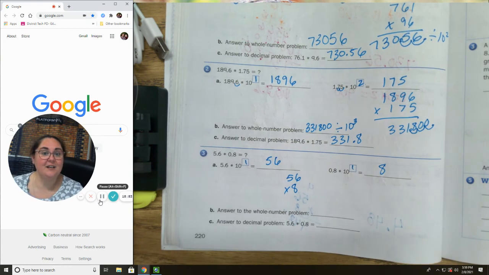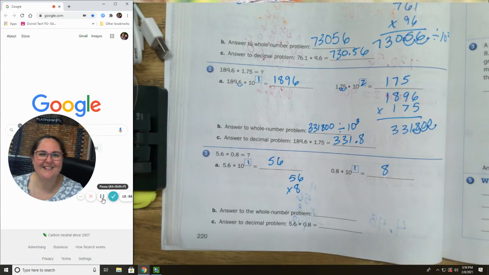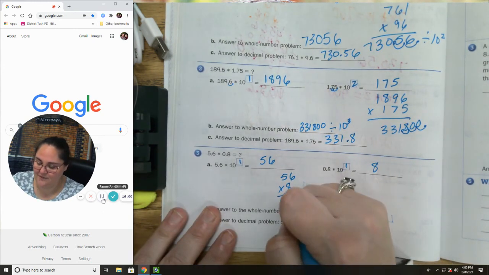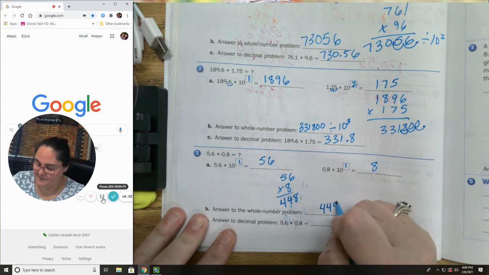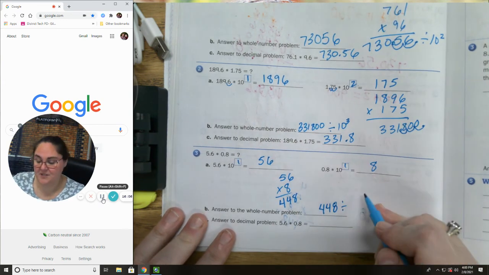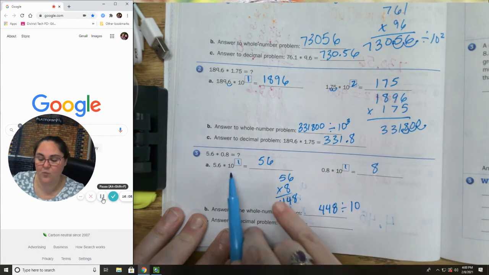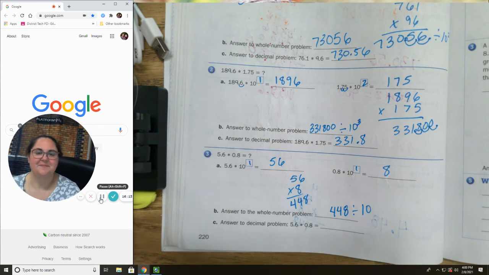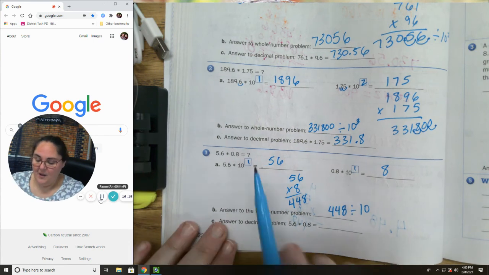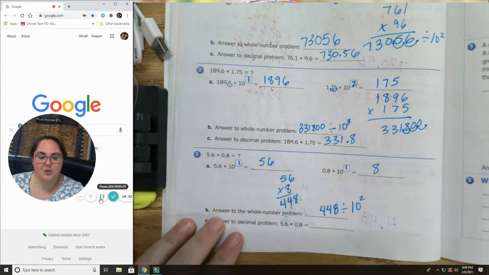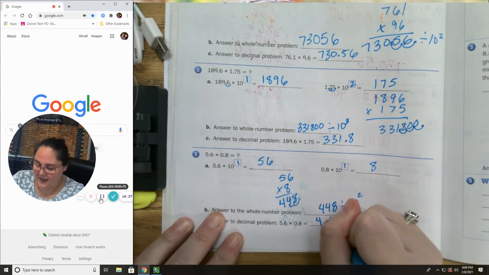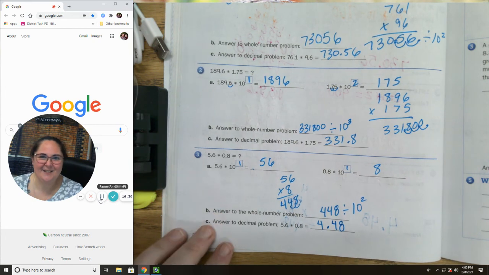What is my final answer in whole numbers? No decimals. What's my final answer? All right, 56 times 8, we did that before. It's 448. And we're going to divide it by the powers of 10. So dividing it by 10 to the power of what? What is my exponent? Well, based on this, it's going to be 10 to the power of 2. That means I move my decimal 2 spaces. So 4.48. That's how you do it.